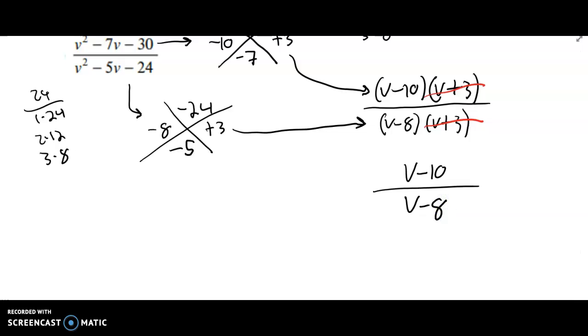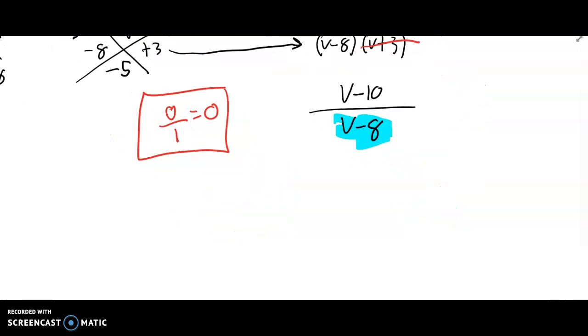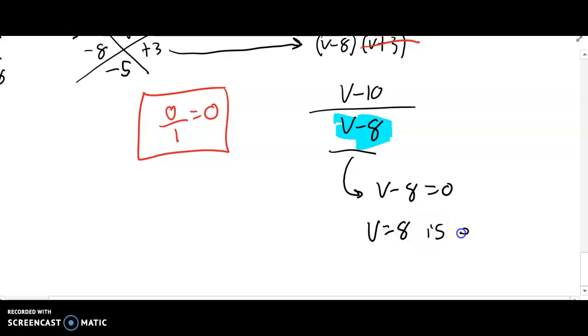For excluded values, we only consider the denominator. The numerator can be 0, right? Because 0 over 1 is just 0. So if the numerator is 0, everything's okay. 0 is defined. It's the denominator that makes it undefined. So I've got v minus 8 equals 0. Add the 8. v equals 8 is excluded from the domain.